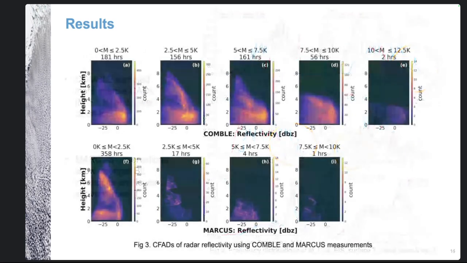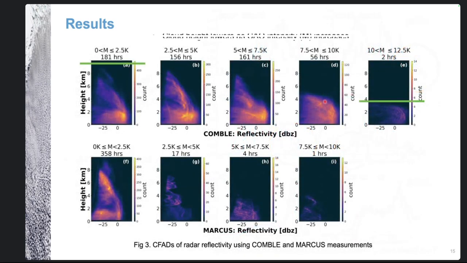For MARCUS, we have similar trends. Also, we need to mention that for these two campaigns, the dBZ values have huge differences. That's because they use two different kinds of radar. For COMBLE, they use the Ka band radar, and for MARCUS, they use the W band. So the wavelengths of the radars are very different. That's why they have very different radar reflectivity values.